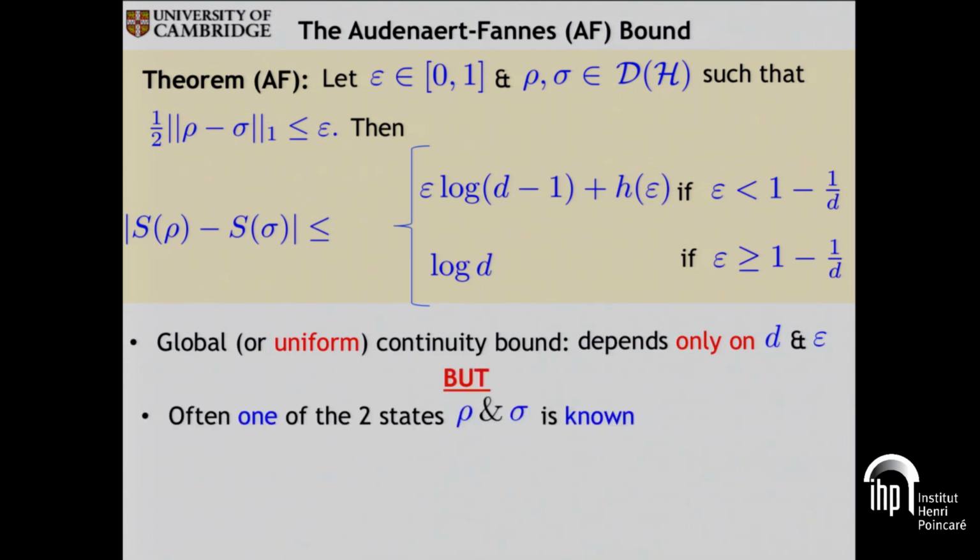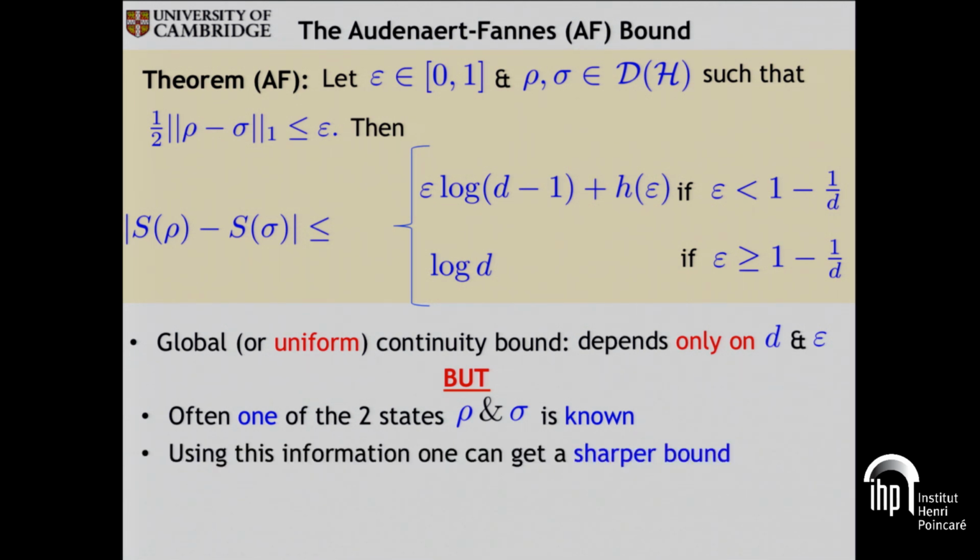But very often one encounters a situation where one of the two states, rho and sigma, is known. For example, consider the case of data compression, and say rho is the source state which we want to compress, and let sigma be the state we obtain after our compression-decompression scheme. So in this case, we know properties of rho. And using this information, one can get a sharper bound than the Audenaert-Fannes bound. This bound we will denote by star, and it lies here. Because it depends on the spectrum of rho, we call it a local continuity bound.